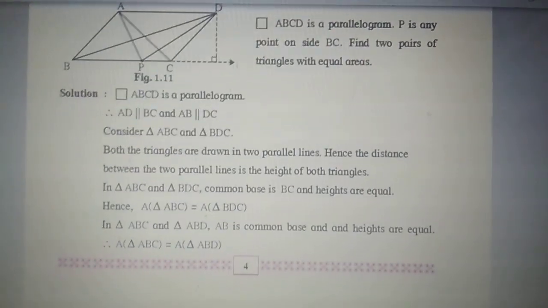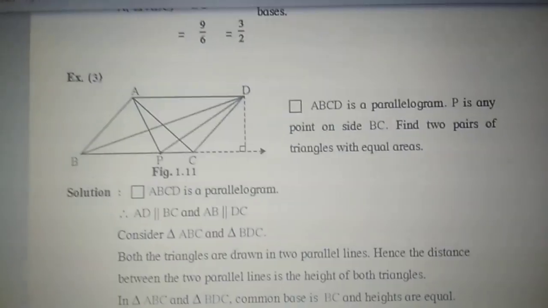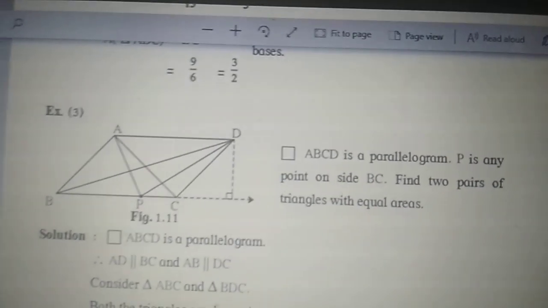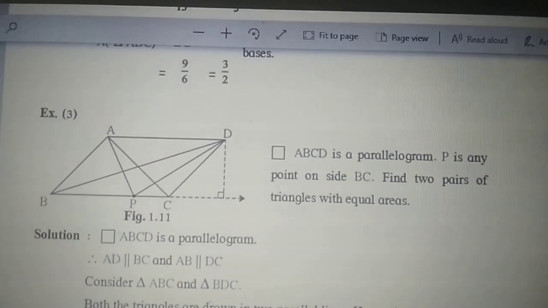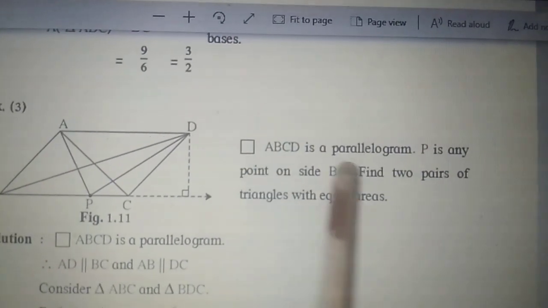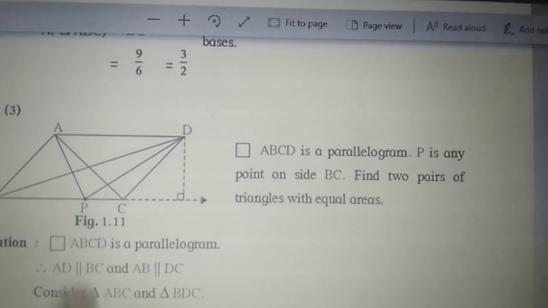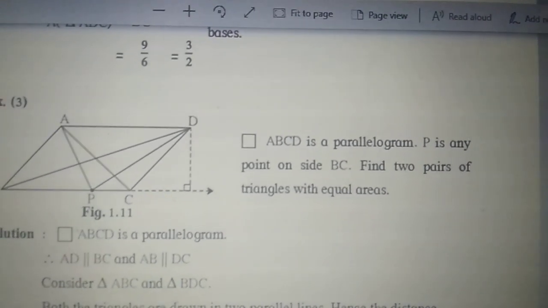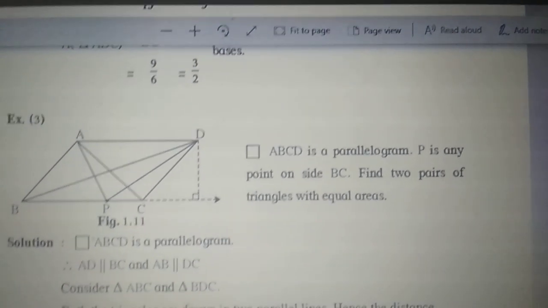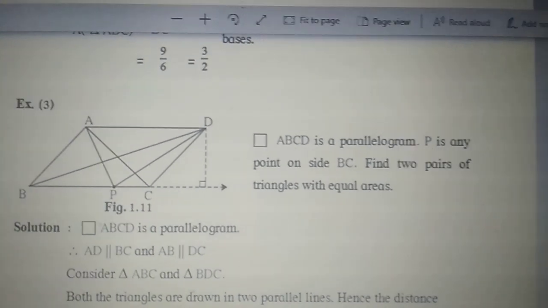Okay, now fourth sum, third sum, what is given here? Here a quadrilateral ABCD is given and that one is a parallelogram. What is the question? Quadrilateral ABCD is a parallelogram. P is any point on side BC. Find two pairs of triangles with equal areas. You want to find any two triangles in the quadrilateral having equal area.